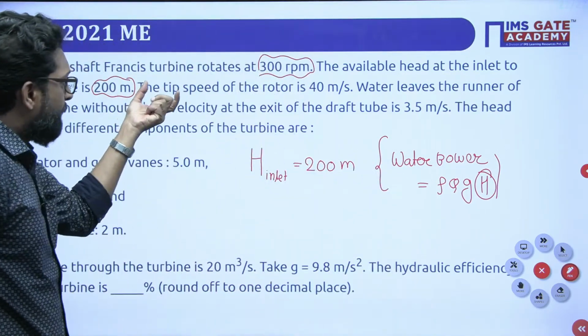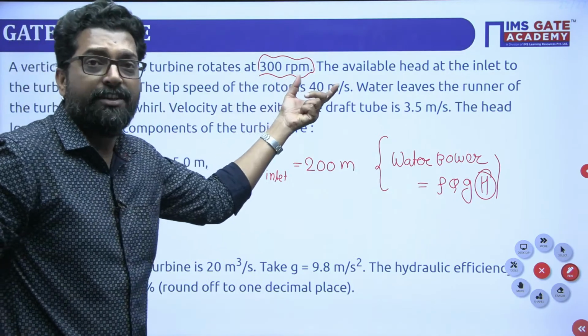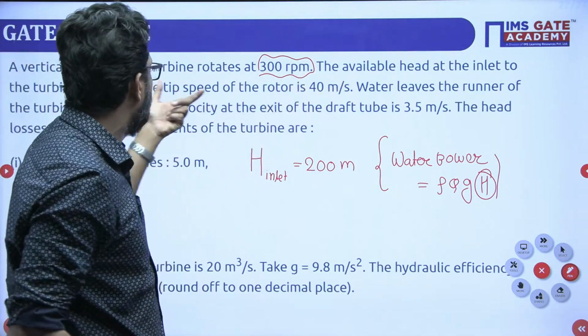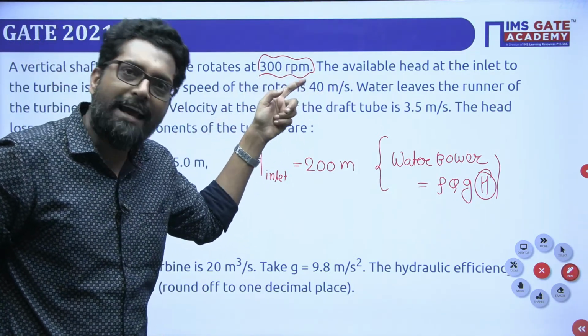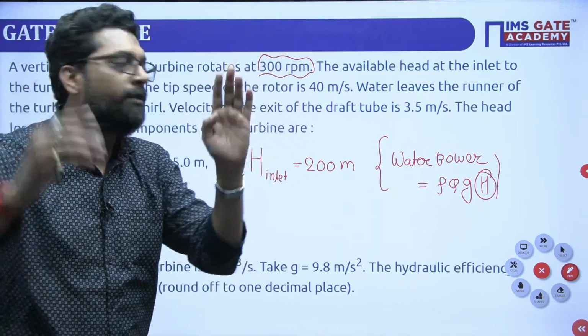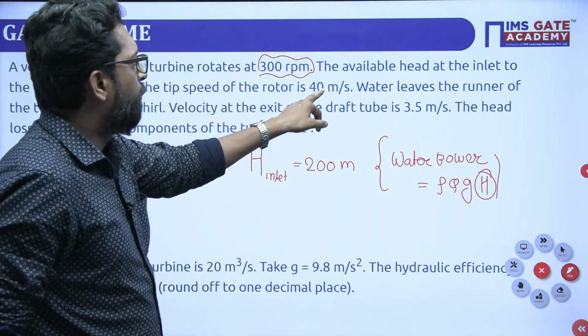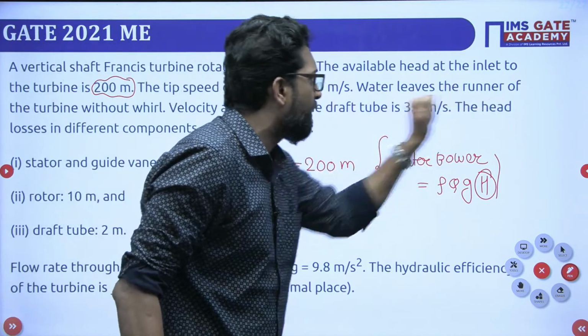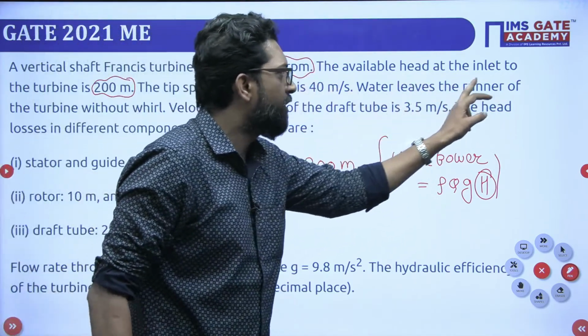So the tip speed of the rotor, that means this is the rotor speed, tip speed of the rotor. Okay, so we have to calculate all the speed at the tip. So the tip of the rotor speed is 40 meter per second. Water lifts the runner.